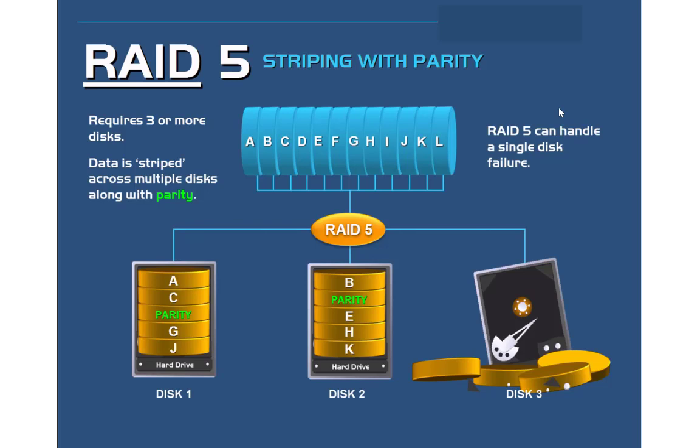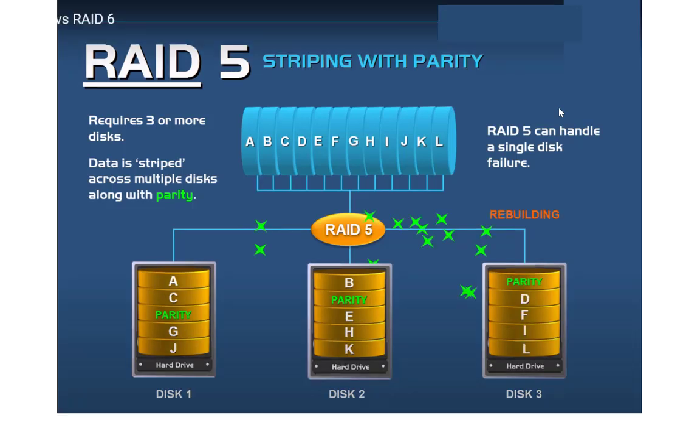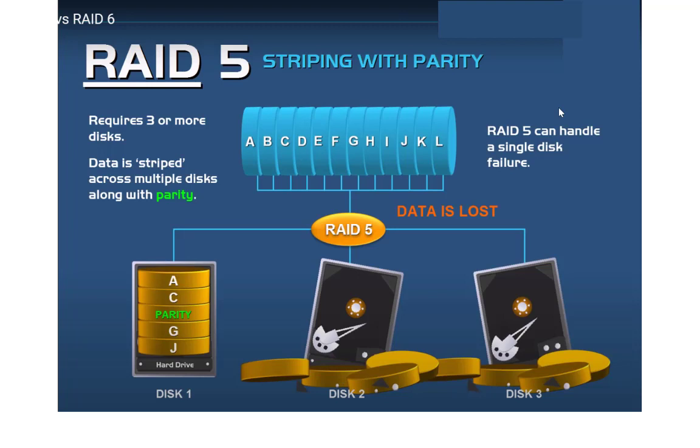Data is spread across multiple disks with parity. So in case of one disk failure, we can join another disk and the data rebuilds itself. And in case we have a failure of 2 disks, what will happen? Then our old data is lost, so we are not able to recover it.